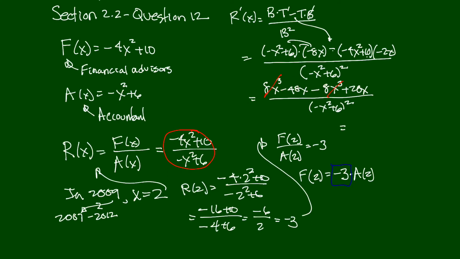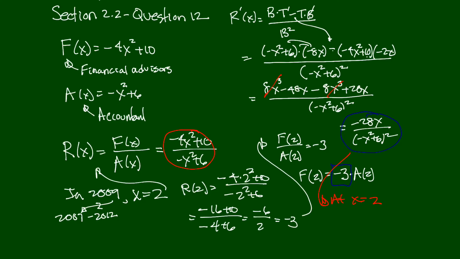So what do we have left? We've got negative 48x plus 20x, which gives us negative 28x, over negative x squared plus 6 squared. So I think this is what we're going to answer in the second part. That's an expression that tells us how the rate of revenue changes.